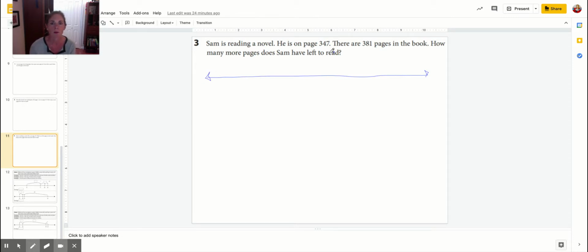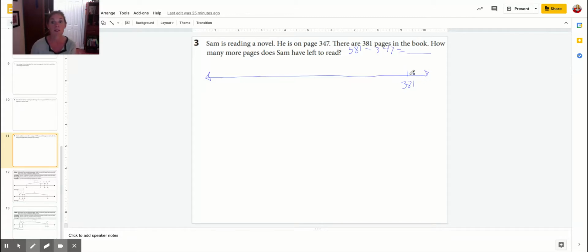So this problem, you could write it like this: 381 pages in the whole book. He's already read 347 of them. Oops, it's getting up there, isn't it? So you're wondering how many pages are left to read. Well, first of all, we can do the takeaway strategy. So we can start at 381 and take away 347.